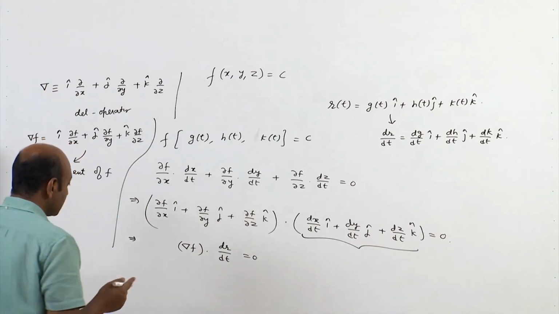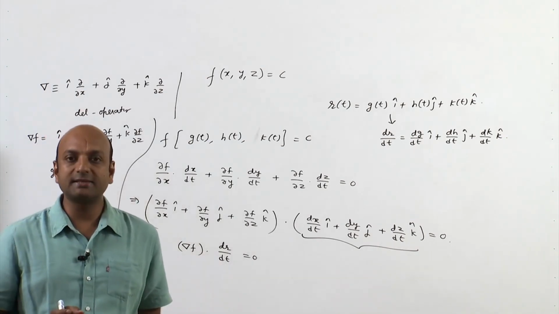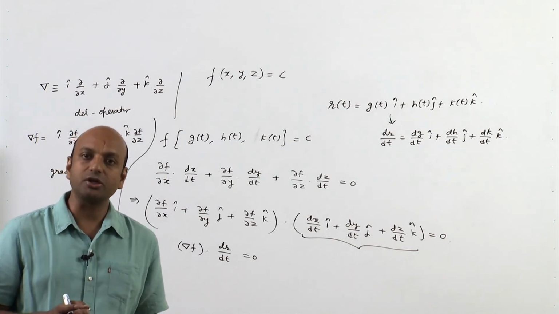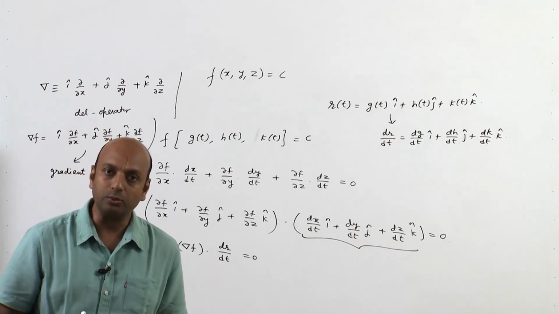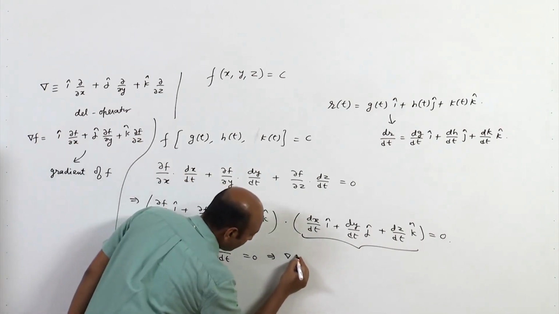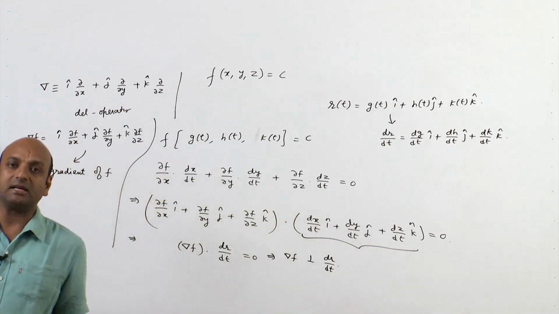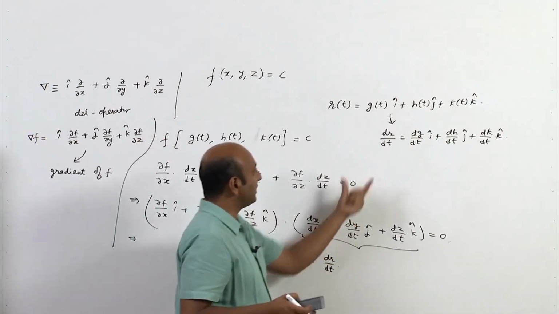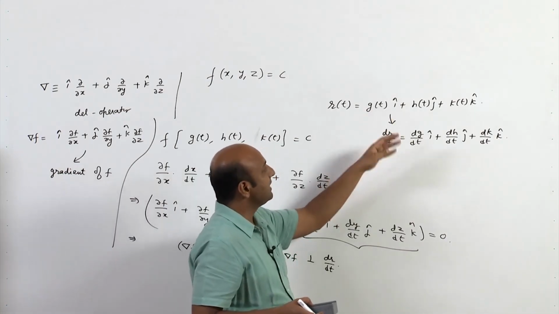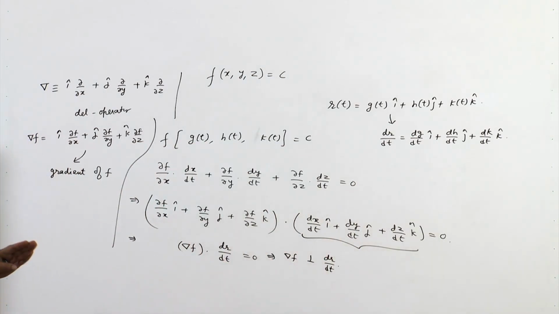Now this dot product is 0. The dot product a dot b is simply mod of a mod of b cos of the angle between them. If cos theta is 0, this means theta is pi by 2, that means this vector is perpendicular to this vector. So this implies the gradient of f is perpendicular to dr upon dt. Now, what does dr upon dt represent? Dr upon dt represents the velocity vector of this smooth curve, or we can say the tangent at a point t, I mean slope, which we can say a slope.